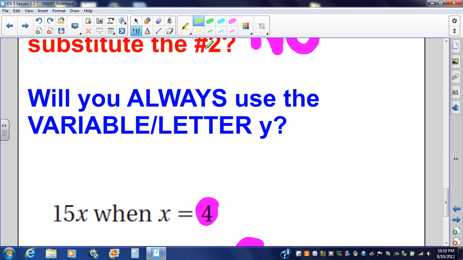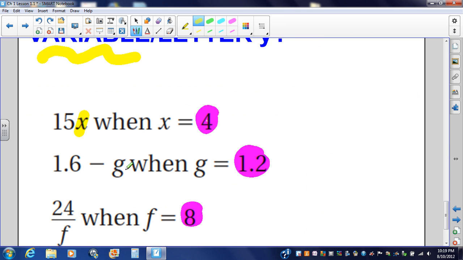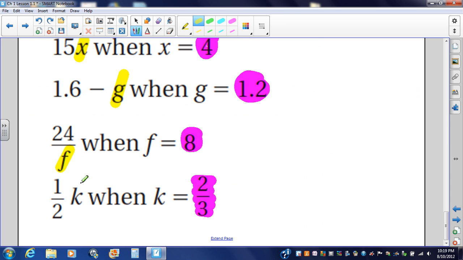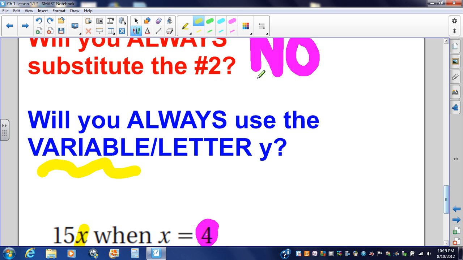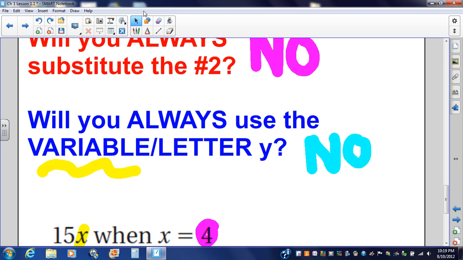The other key question to ask yourself, will the variable, nice vocabulary word, or letter always be Y? Well, we have a variable of X here, a variable of G, a variable F, and a variable of K. So will the variable always be the letter Y? No, it will change from each problem. All right, guys, it's going to wrap up this podcast. Hopefully you have a better understanding of variables, expressions, and substitution.